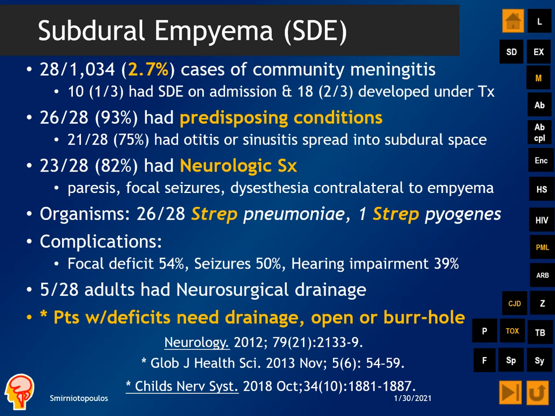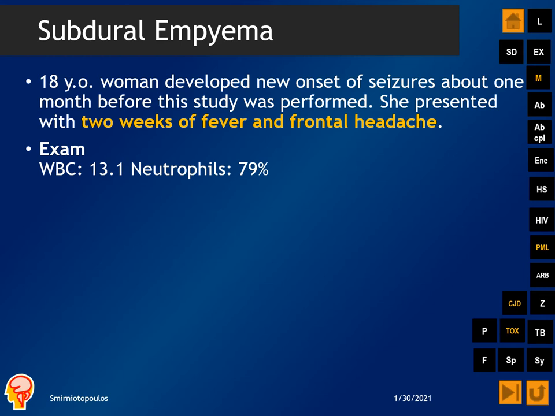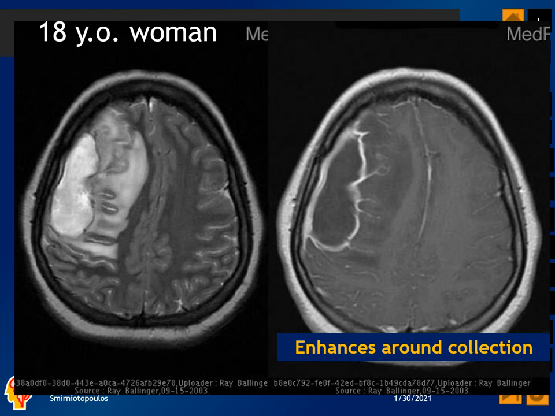Let's look at another patient, an 18-year-old woman who developed new onset of seizures about 1 month before this study was performed. So she now has 2 weeks of fever and a frontal headache, an elevated white count, primarily neutrophils. On the cross-sectional imaging, we can see an extra axial fluid collection, surprisingly large for the patient's relatively minor symptoms. We can see there is enhancement all the way around this extra axial fluid collection, strongly suggestive of it being an empyema and not an effusion.